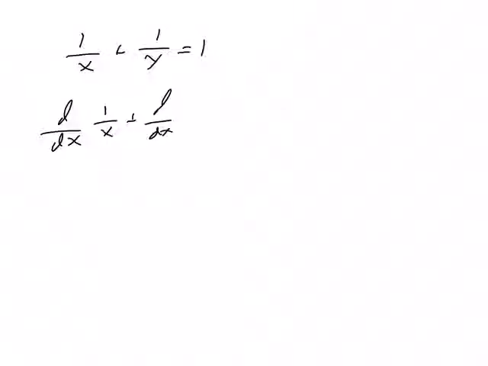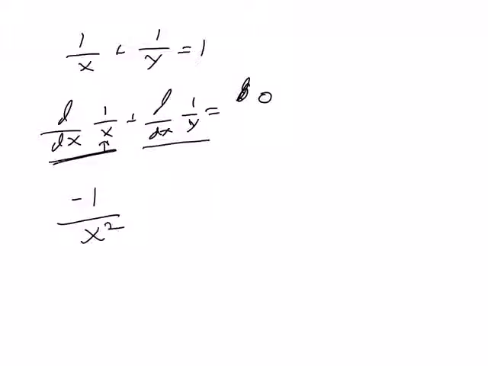So problem 33 is 1 over x plus 1 over y is equal to 1. So by implicit differentiation, again, we have d over dx of 1 over x plus d over dx of 1 over y is equal to, well, let's just write 0. So this is going to give me negative 1 over x squared, right? That's just the derivative of this thing.